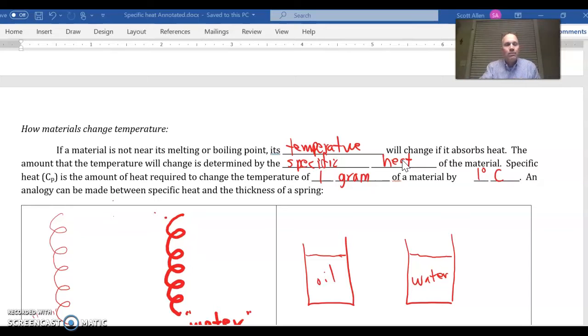Although it is related to how it is going to absorb or release heat. So the specific heat, the definition of it, is the amount of heat required to change the temperature of 1 gram of a material by 1 degree Celsius. I'm going to use this candle as a little bit of a visual in explaining what that means.